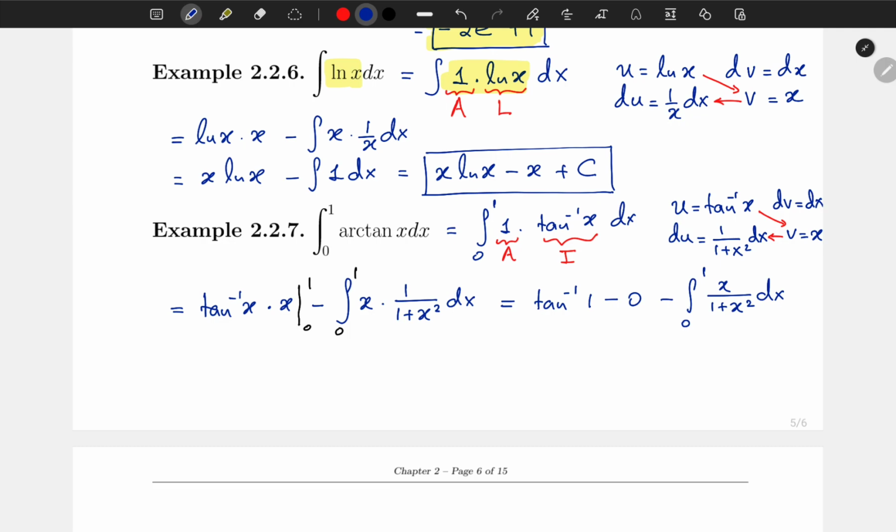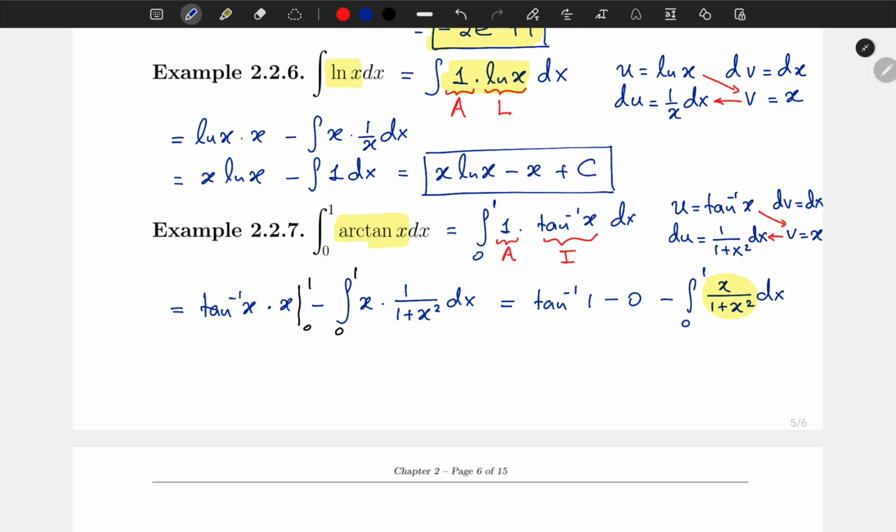Okay, so now we have to deal with this integral. Initially we were given arctan x. Now it is transformed into x over 1 plus x squared. Okay, so we know how to deal with this using u substitution.